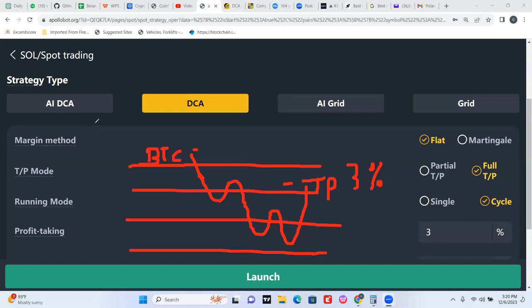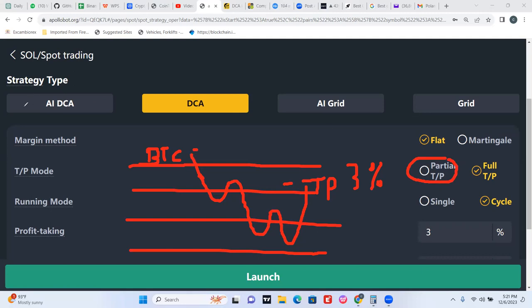So it keeps averaging, and it keeps averaging until it hits TP. Now, let's go to partial TP. What does partial TP do? This is what partial TP does.